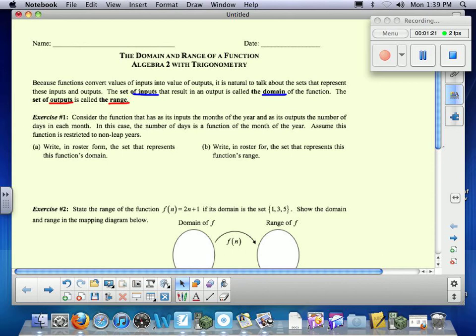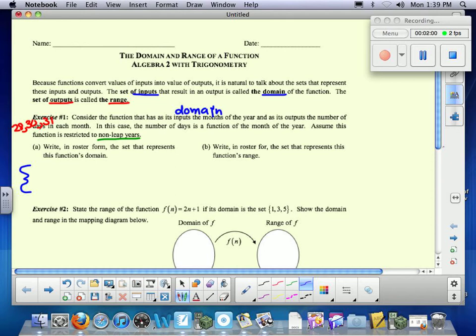We have a function that has its inputs as the months of the year, and its outputs are the number of days in each month. For our purposes, we're going to assume that it's not a leap year. In roster form, what is the set that represents the function's domain? In other words, what are the names of the months of the year?